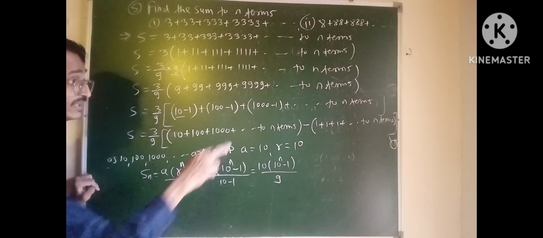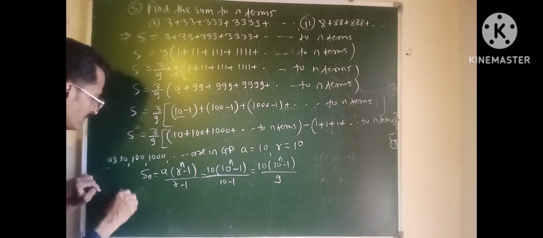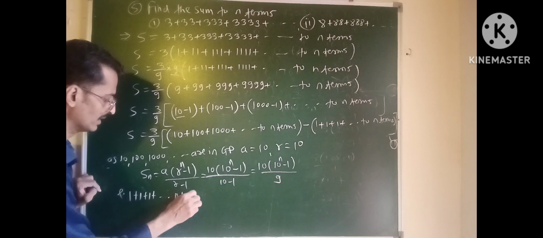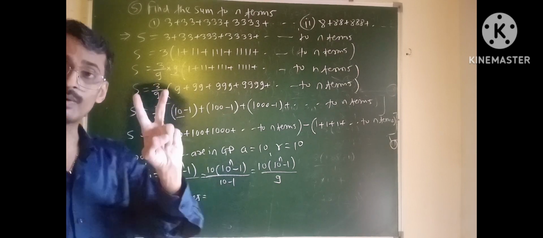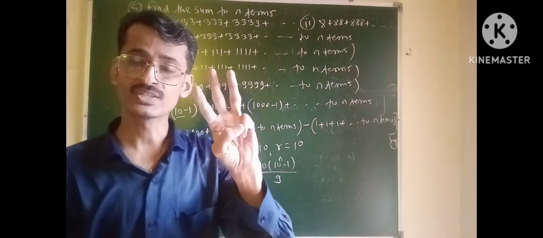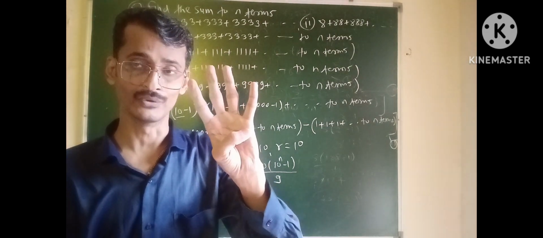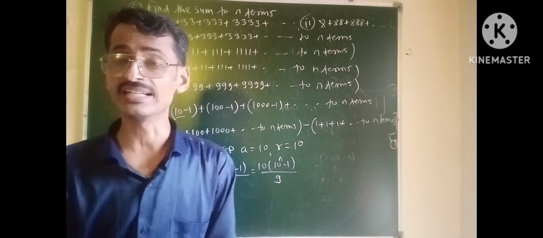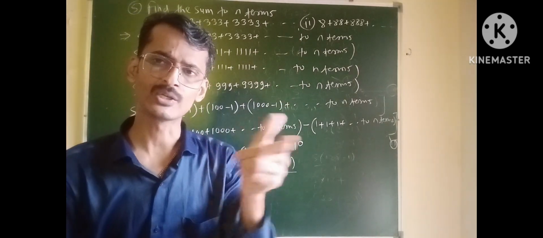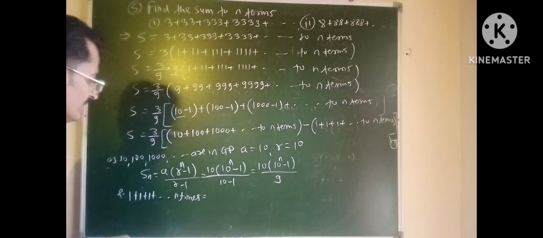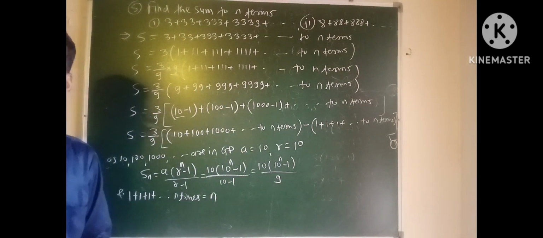Now the second part: 1 plus 1 plus 1, n times. How can we solve it? We know that 1 plus 1 is 2, 1 plus 1 plus 1 is 3, 1 plus 1 plus 1 plus 1 is 4. So 2 times gives 2, 3 times gives 3, 4 times gives 4. So n times it is n. So here the answer is n.